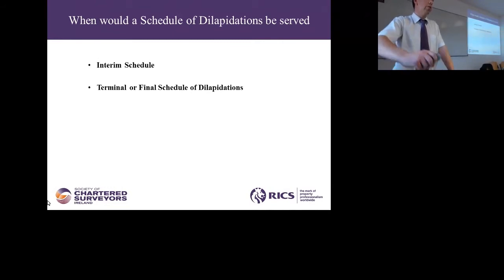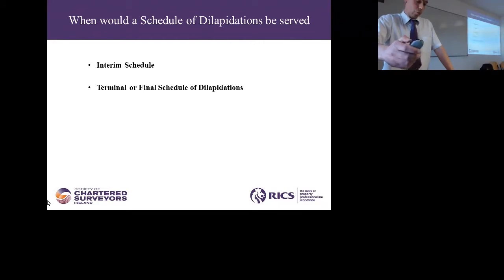So from the day after a tenant signs a lease, you could get a schedule of dilapidation served on, but practically it's unlikely to arise until a number of years have elapsed. And likewise, the final or terminal schedule would be in the last year or two of the term. It can be in advance of the term ending, or it can be after the term ending.